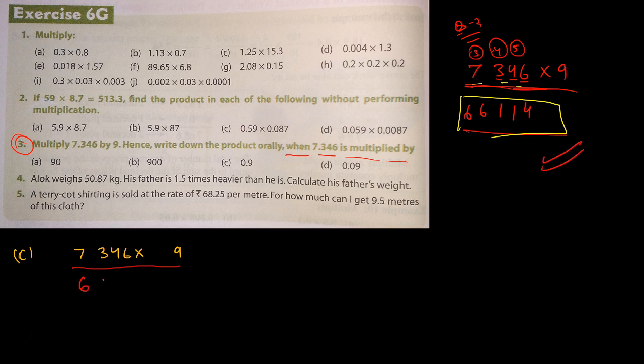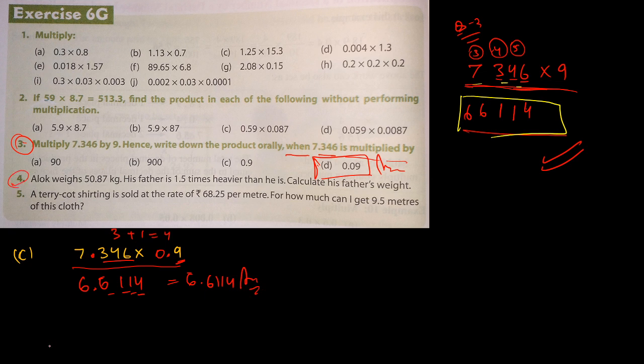I'll write 66,114. But you are having decimal here and here also. After how many digits is the decimal here? So after 1 digit here and after 3 digits here. So 3 plus 1 is 4. So you have to put decimal after 4 digits in the answer. 1, 2, 3, 4 here. So the answer will be 6.6114. This is the answer. Now this part do yourself and write your answer.